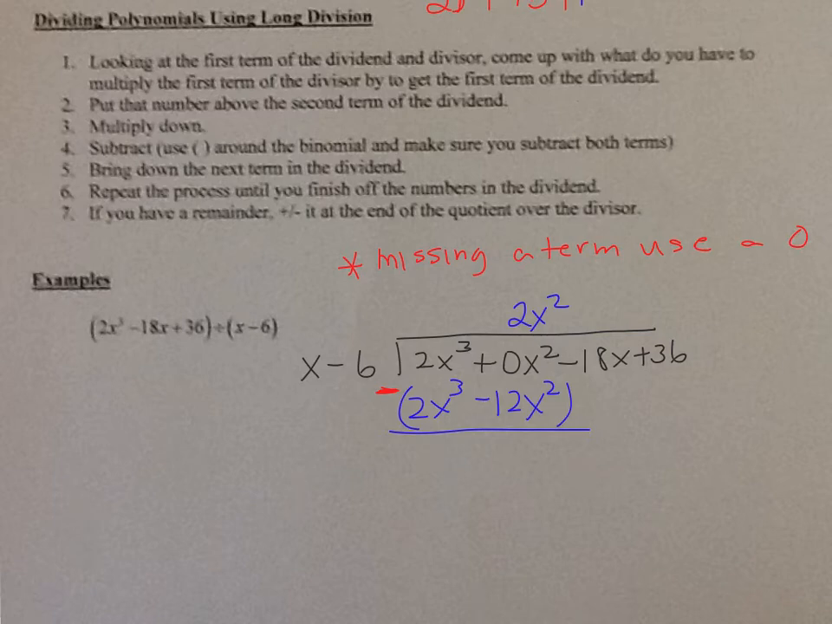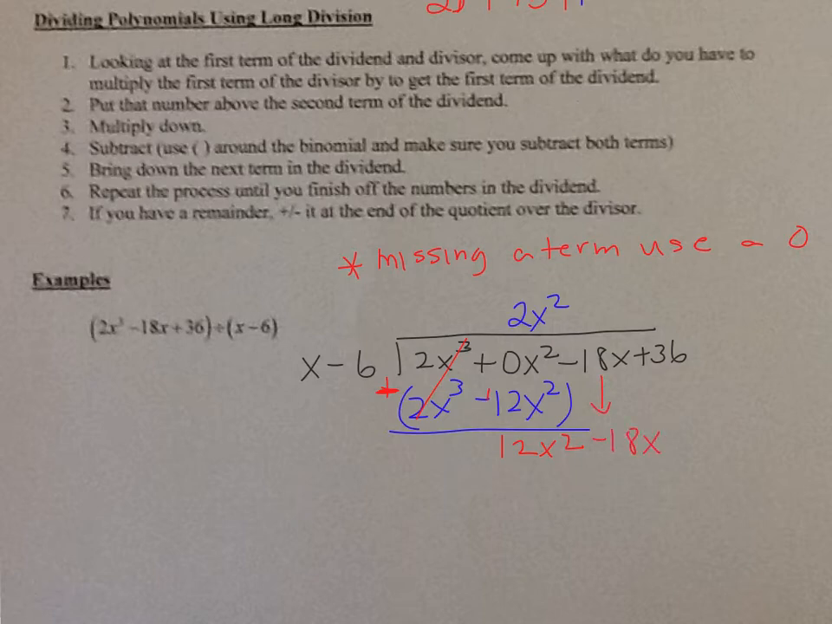Now, this should happen. Look at the first two terms. I have 2x squared minus 2x squared is 0. That should happen. That's what you want. You want them to cancel out. And now I have 0x squared minus negative 12x squared. So that becomes plus plus. So then I just have 12x squared. Next thing you're going to do is bring down the next term in the dividend, and then you're going to repeat the process. So I bring down minus 18x.